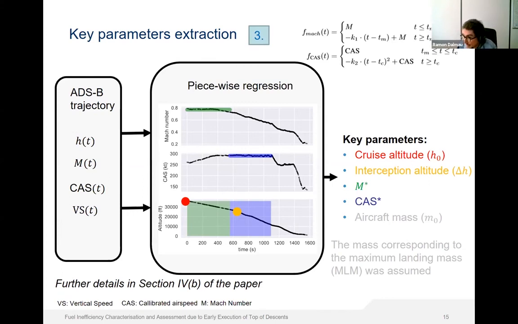Finally, estimating the aircraft mass from surveillance data is not straightforward, especially during the descent phase when the thrust is very low. However, the theoretical results that I presented before show that the effect of the mass on the additional fuel consumption is residual if compared to that of the other key parameters like the cruise altitude, the interception altitude, or the speed profile. For this reason, in this study, we assumed a mass corresponding to the maximum landing mass.